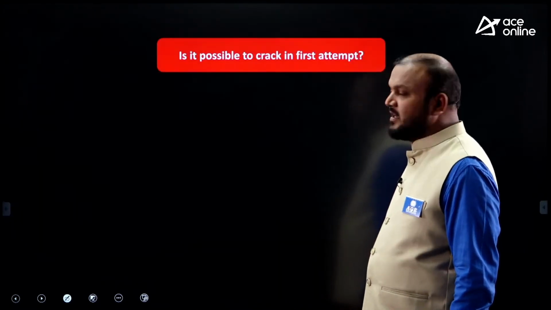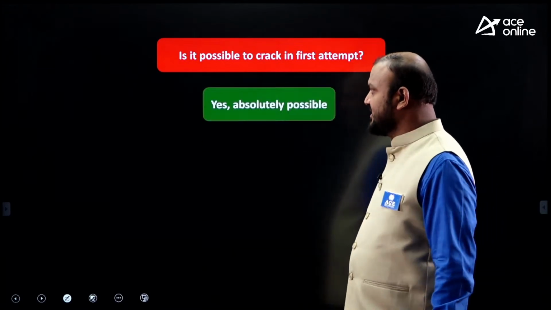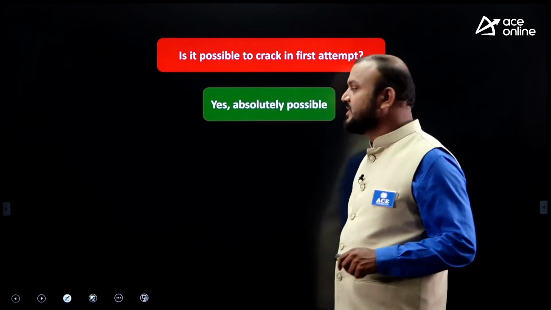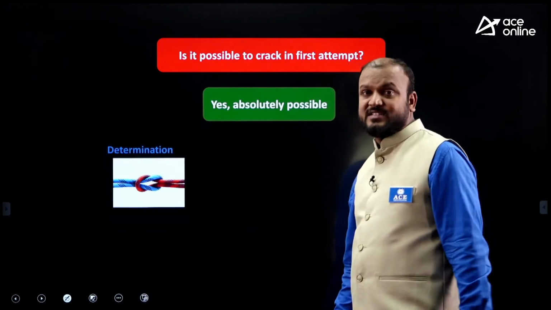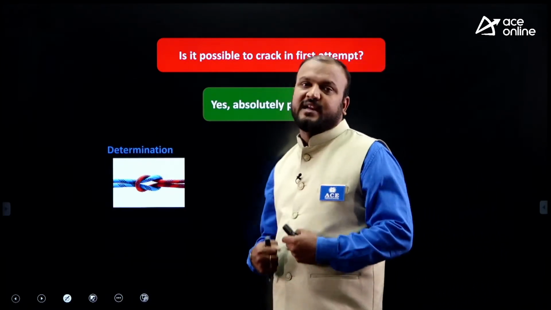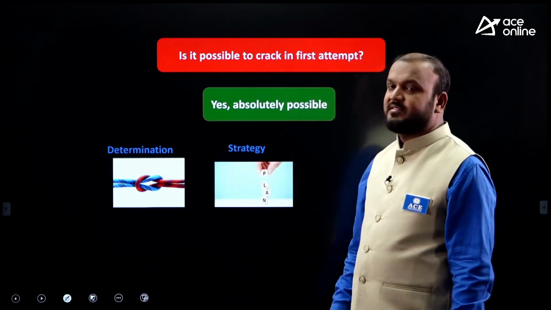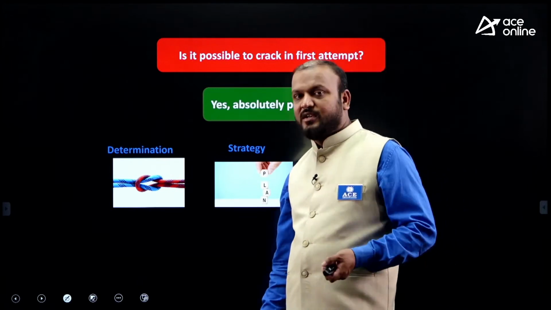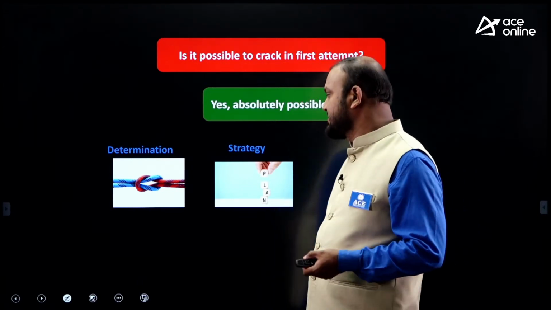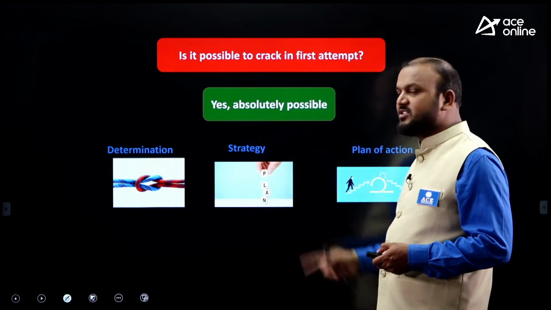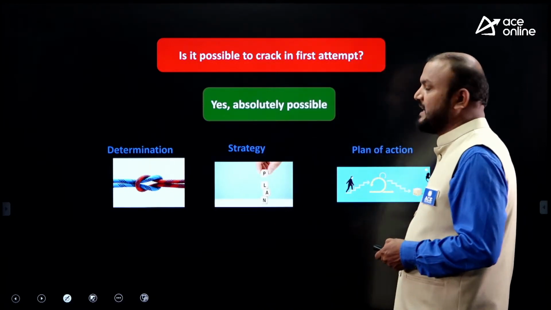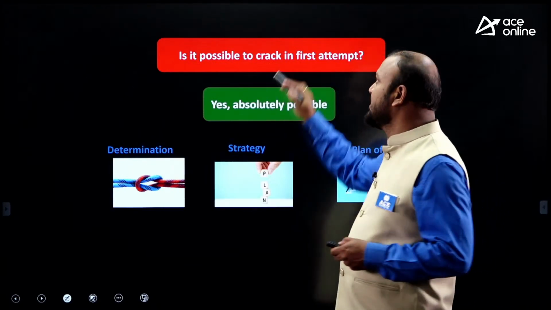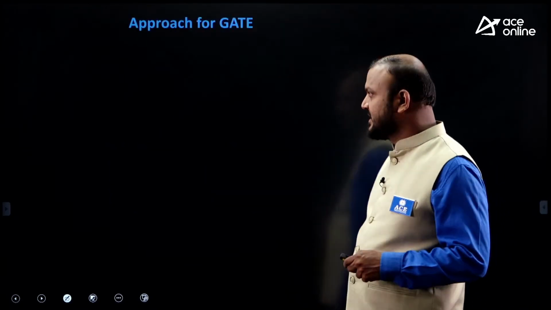And after all this preparation strategy, maybe you are thinking, is it possible to crack it in the first attempt? I will tell you only one thing: yes, it is absolutely possible. You should have a strong determination that you have to crack GATE, and you just follow the strategy that we are giving in the classroom, live sessions and all. Put your determination and our strategy into a plan of action, and cracking GATE in the first attempt is damn sure very, very easy.